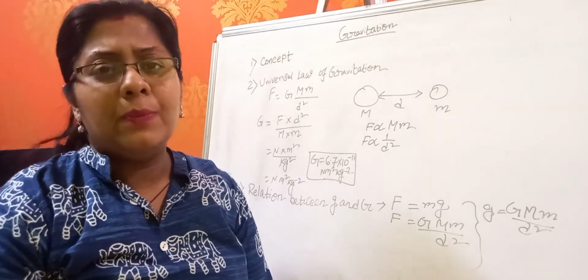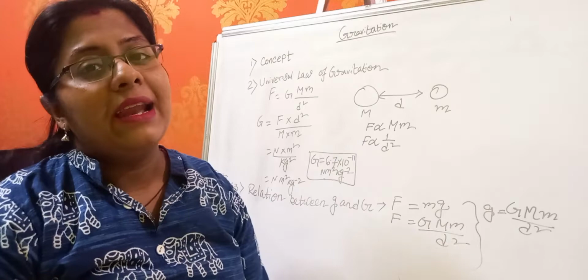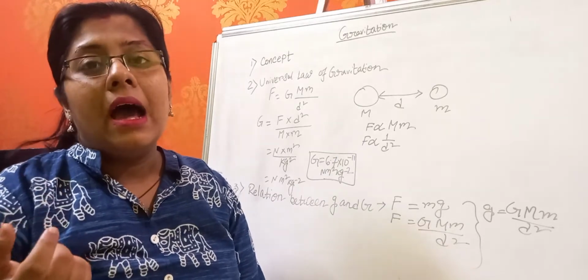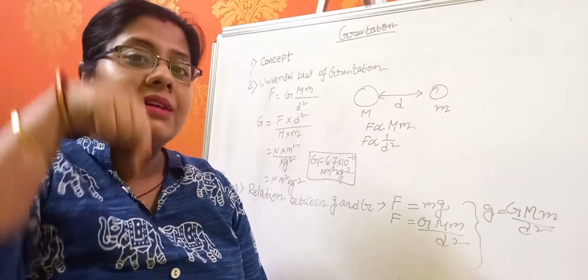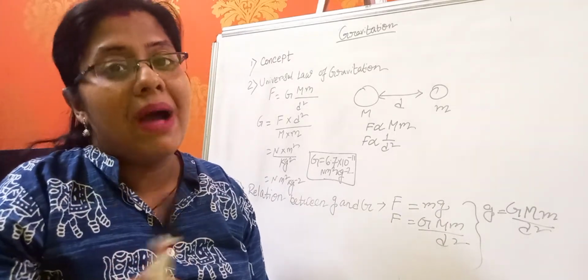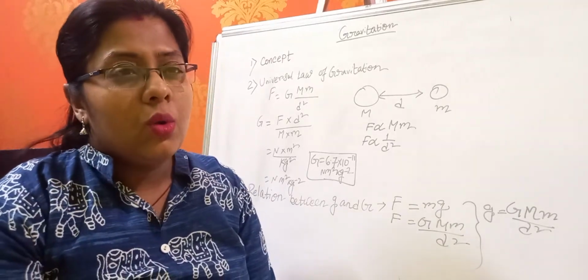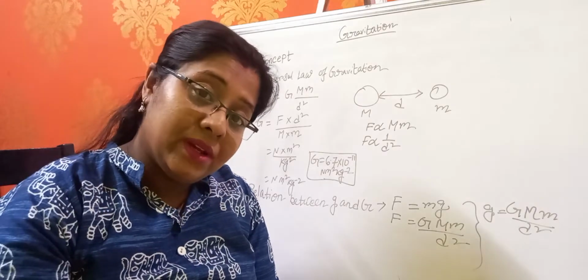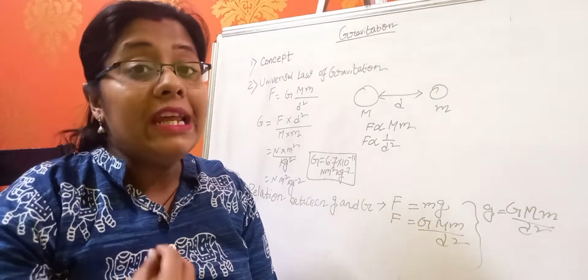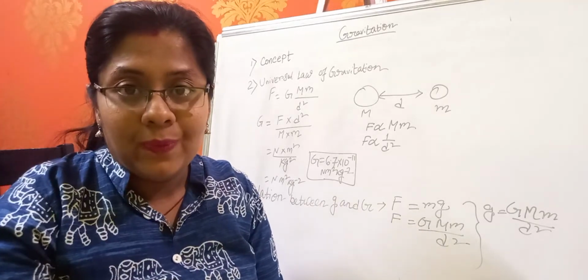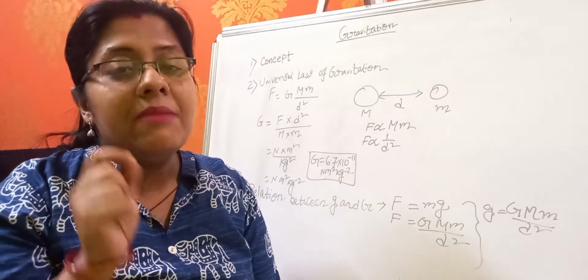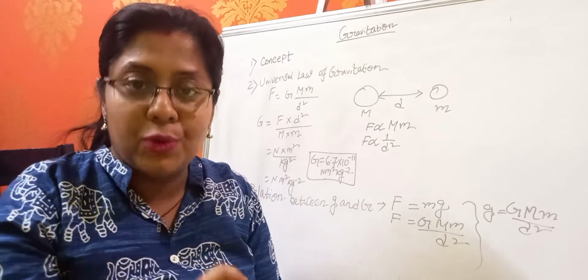Just take one example. Suppose I have the marker and I am throwing it upwards, and after reaching a certain height we can see the marker is moving down and it comes back to my hand again. So why is this happening? If you throw any object upwards, why does the object come down? That is only because of the gravitation force.